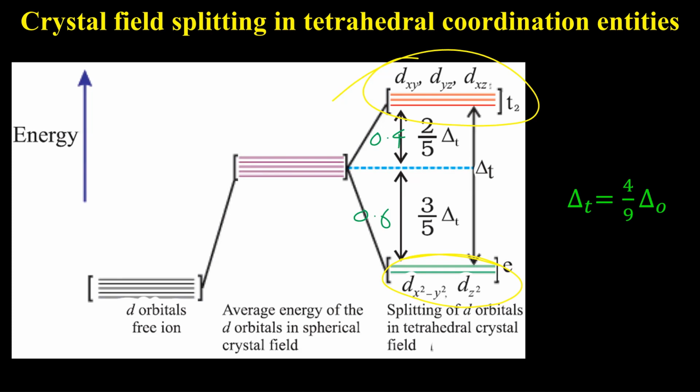Any confusion? Any question here? Sir, where can we use this delta T formula? This formula we use if we need to do conversion from octahedral field to tetrahedral field and vice versa. So in a few cases, delta naught will be given, but the question will be about tetrahedral. Yes, sir.